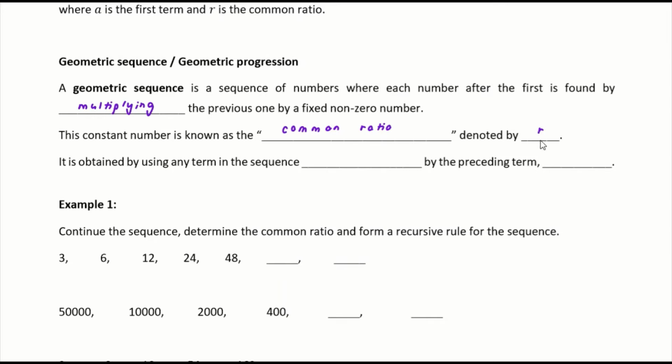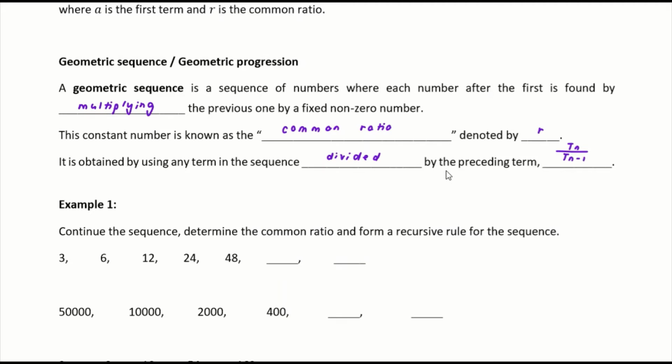So we get the value of r by dividing by the preceding term. Use any term divided by the preceding term. If you have the current term, you divide it by the previous term so that you can get your r. Okay, so that's the idea.